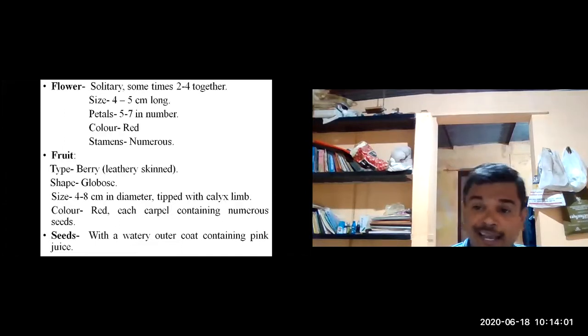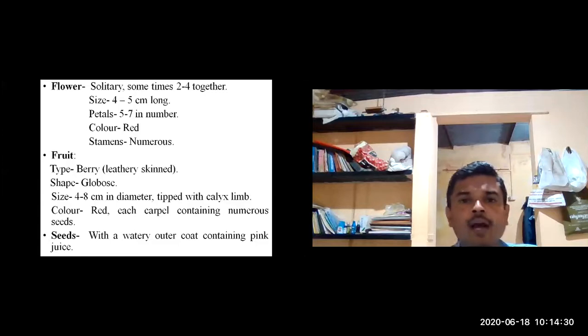That is including calyx, corolla, androecium, gynoecium. That is, the flower is complete. All the 4 whorls are present: calyx, corolla, androecium, and gynoecium. Then actinomorphic, meaning in any plane you will get equal halves. So actinomorphic, bisexual, complete. The flower is solitary, or sometimes 2 to 4 flowers together. The number of petals is 5 to 7, and the color is red. Stamens are numerous in number. Okay, so this is about the inflorescence.